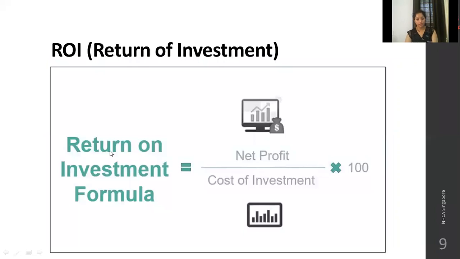Return of investment. Return of investment means net profit divided by the cost of investment into 100. So that's the formula used in return of investment. It's simple, like normal profit means revenue minus expenses. So that's a net profit here. And it is used to evaluate the efficiency of an investment and to compare the efficiency of a number of different investments. So when do you use the return of investment formula?